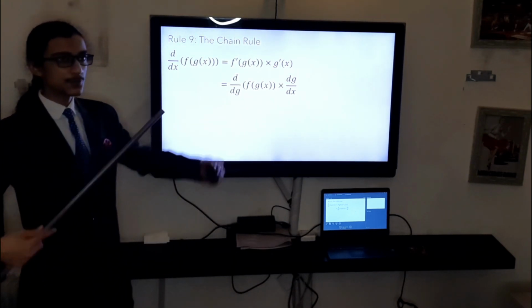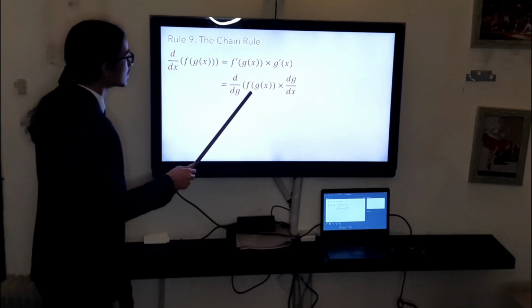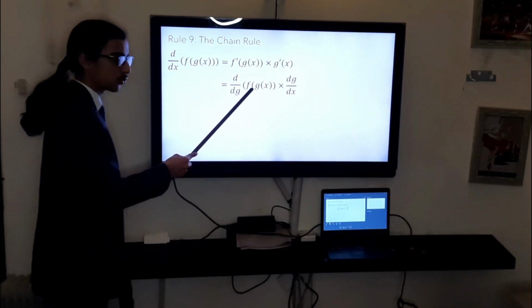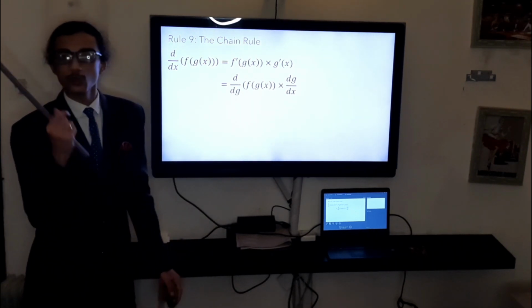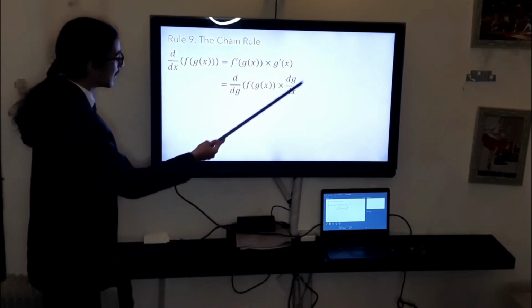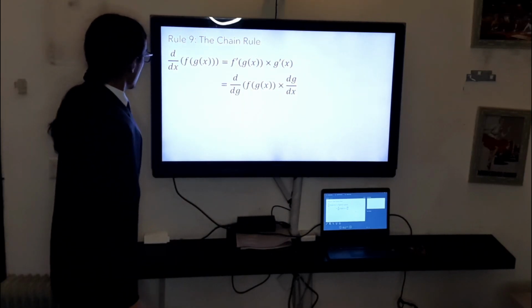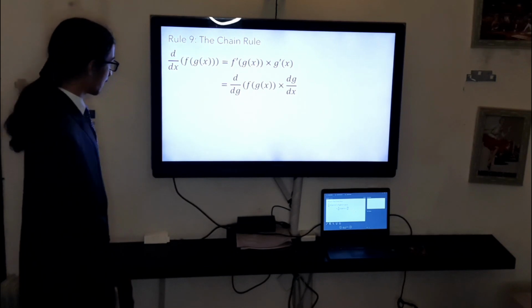There are some ways to conceptualize it, but the reason I want to introduce this is just because this is how we write this in Leibniz notation. It might be a bit confusing at first, but I'm sure you'll get it the more you use it. And of course, g prime of x is just dg by dx. Okay, great.